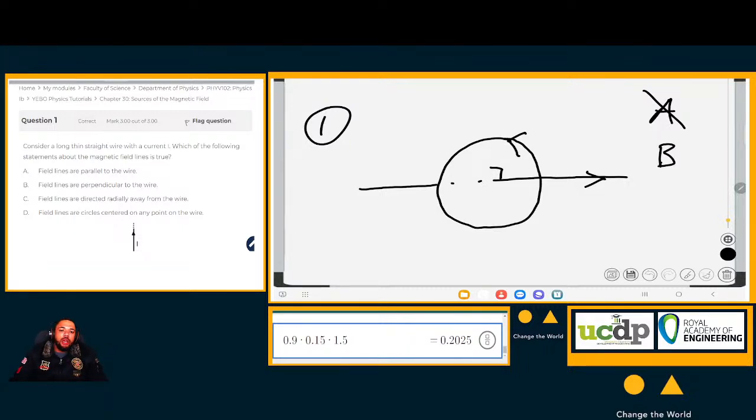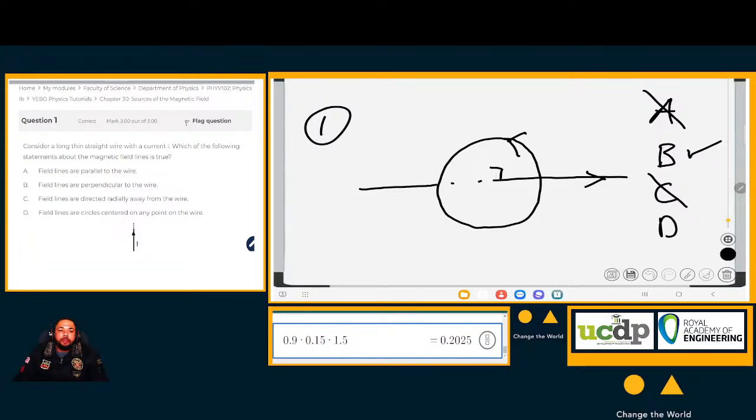B says the field lines are perpendicular to the wire. Yes, the field lines are perpendicular to the wire. C says the field lines are directed radially away from the wire. No, they are not. By radially away, we mean that the field lines are pointing outwards from the conductor, which is not the case.